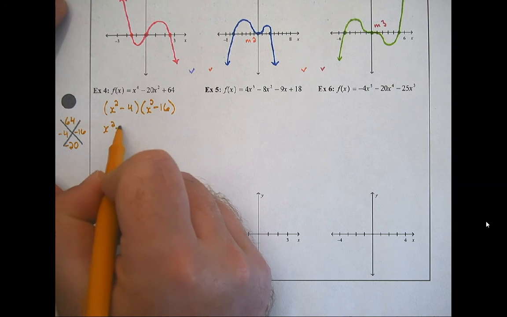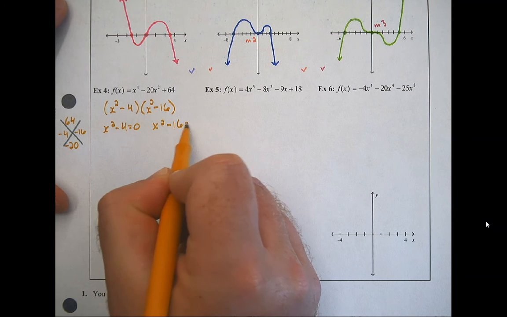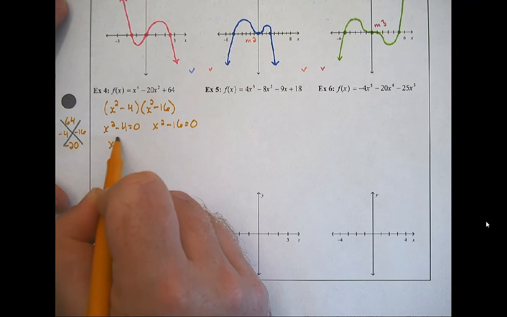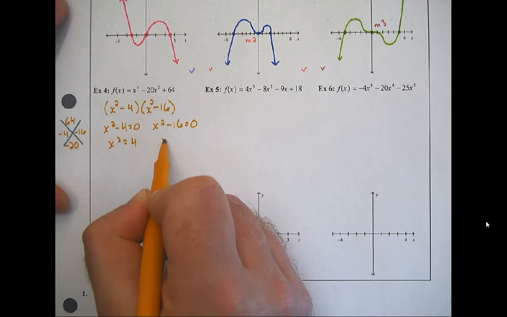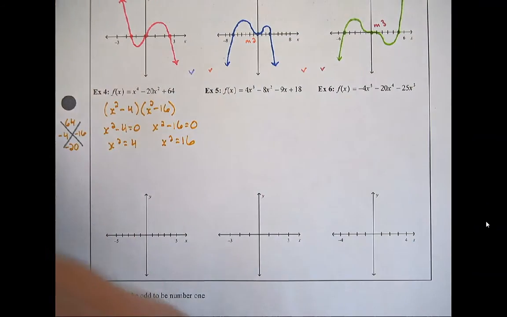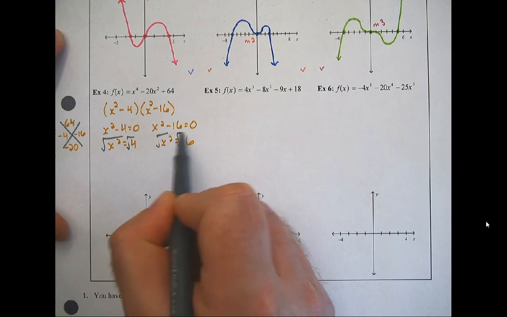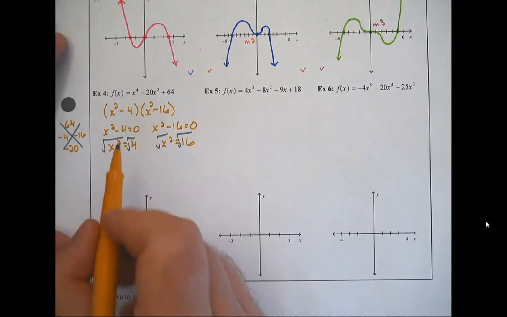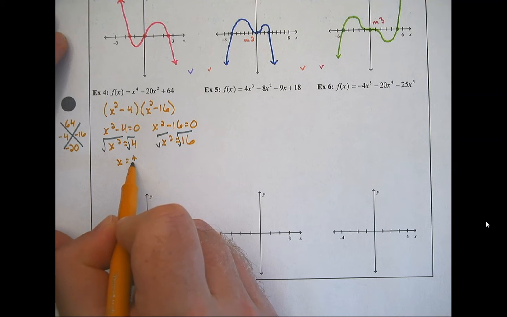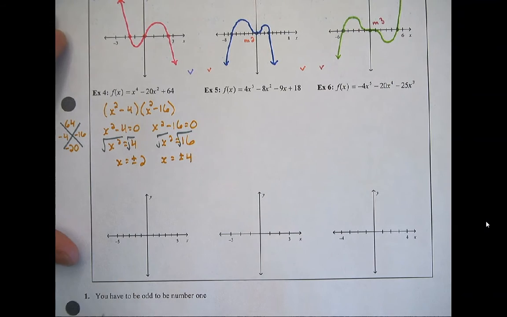So x squared minus 4 equals 0. X squared minus 16 equals 0. Bump over the 4. X squared equals 4. X squared equals 16. Who's keeping x from being by himself? Squared. What kills squared? Square root. Square root is on fire. We don't need no water. We just need a plus or minus. X equals plus or minus 2, x equals plus or minus 4.